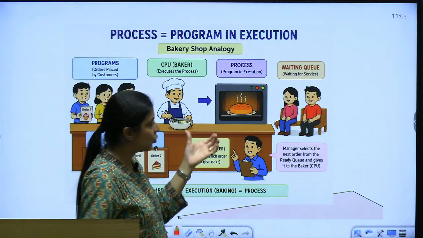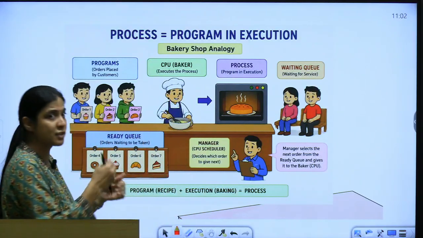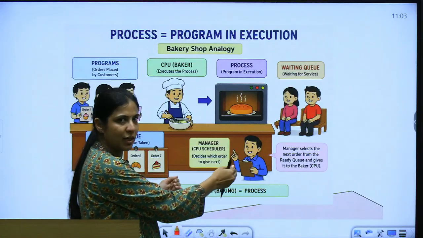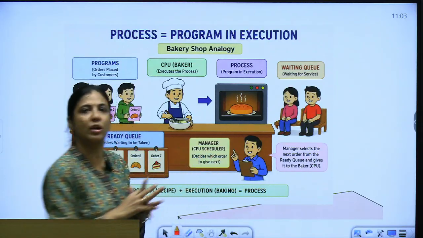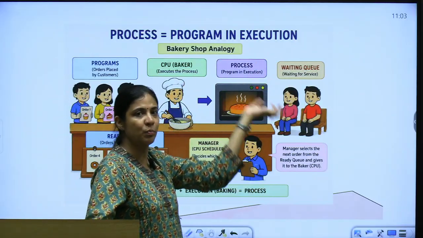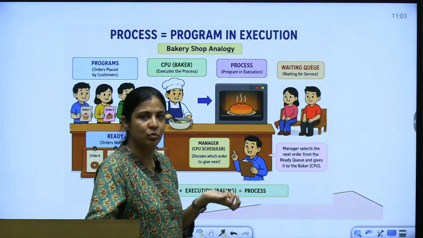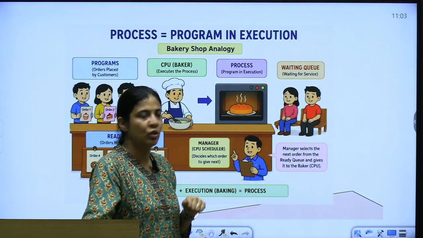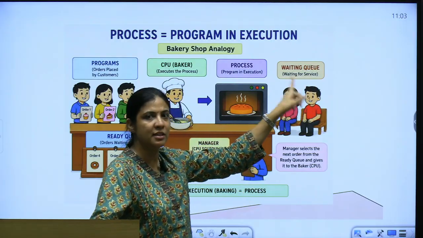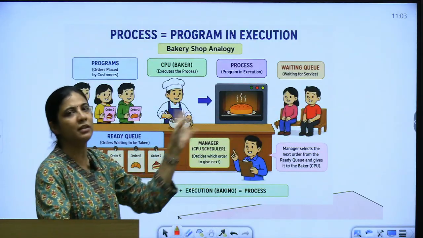Then who will decide which order is taken next? For managing that, we have a manager, and in technical terms we call it the CPU scheduler. Lastly, there will be a few people waiting for their orders to be processed. They will be kept in the waiting queue because they are waiting for services, and those services will be given by the CPU.